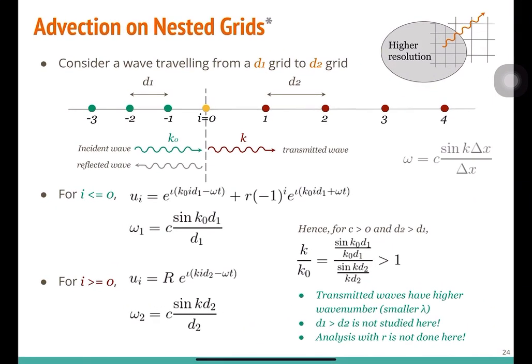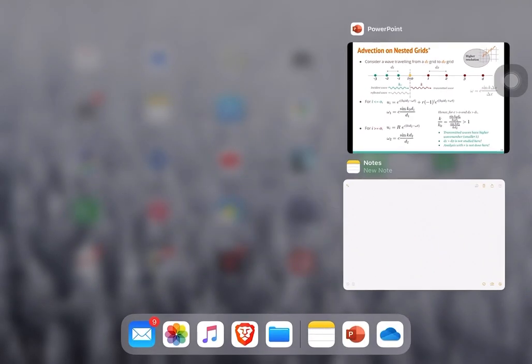So this part is optional. The slide in here is not optional, but the calculation for this line is optional. Okay. Advection on nested grid.